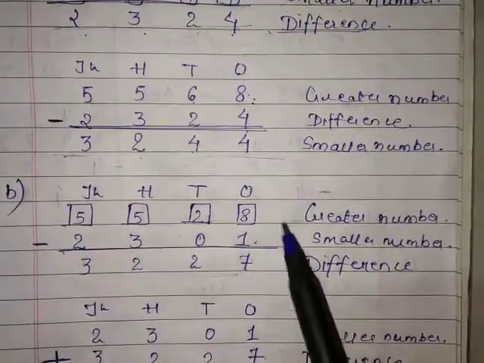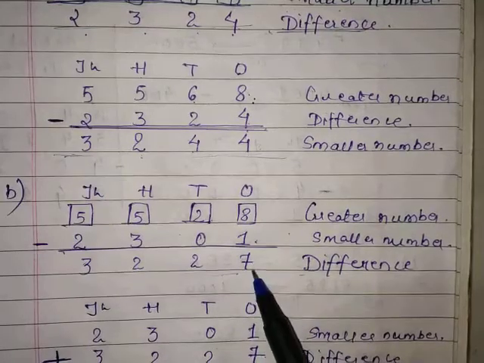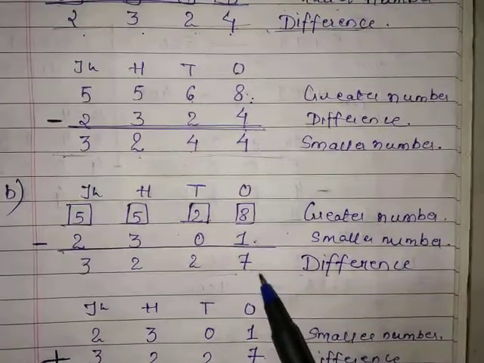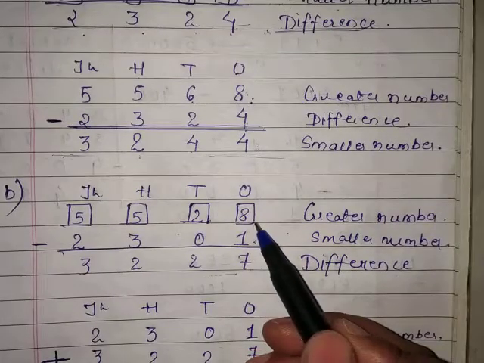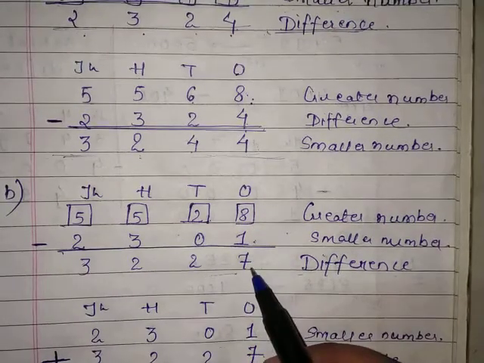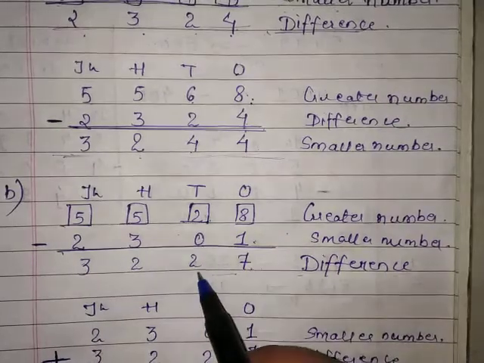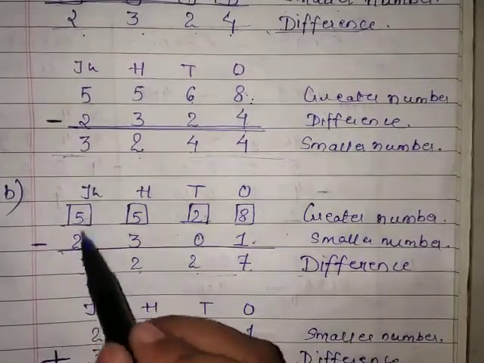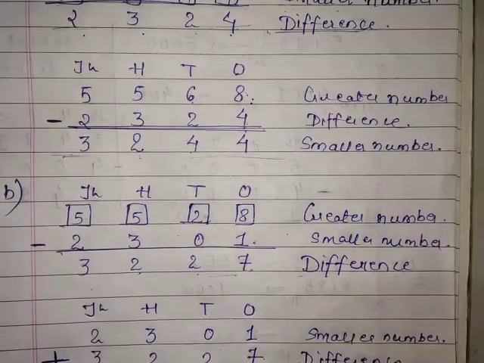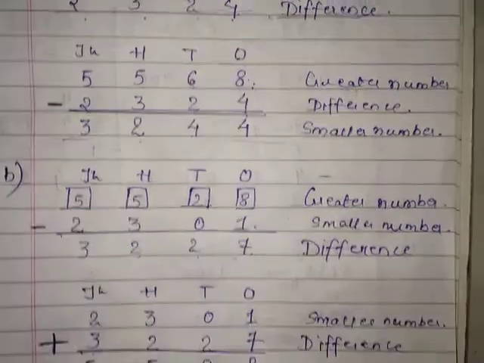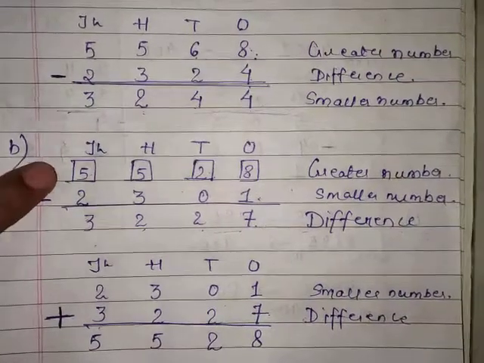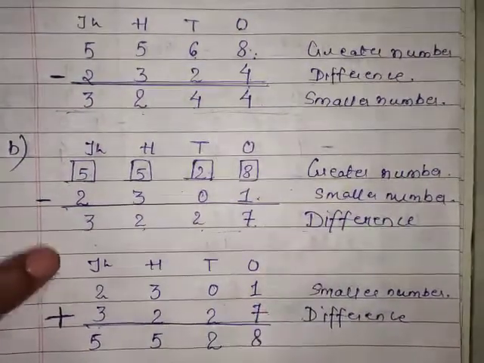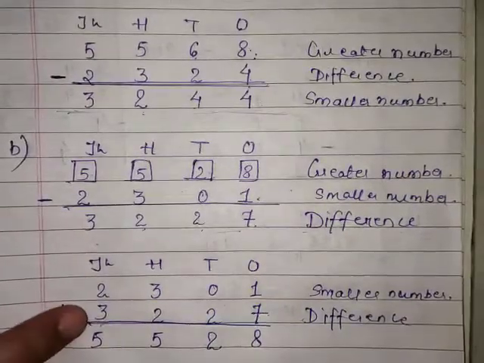Now we can check whether this is the correct answer or not. Can we do the subtraction to check the answer? Yes, this is the sign of subtraction, so we can do the subtraction. Now let us see. 8 minus 1 is 7 here. 2 minus 0 is 2 here. 5 minus 3 is 2 here. And 5 minus 2 is 3 here. So in this way, we have got the greater number by adding the smaller number and the difference.